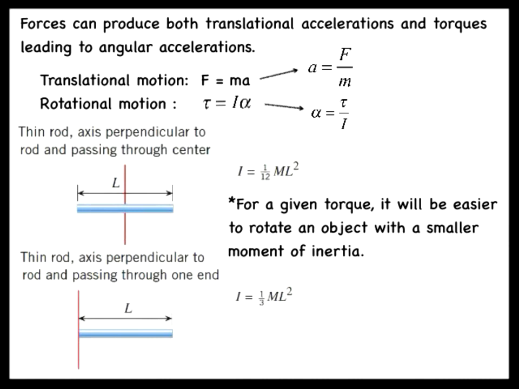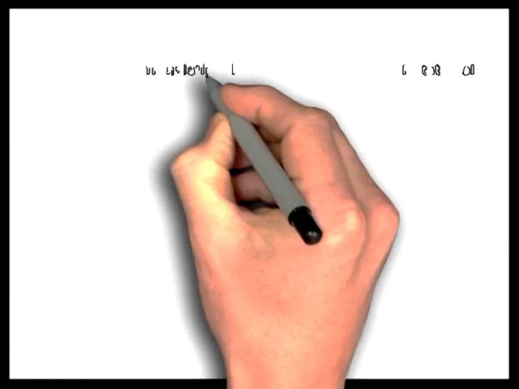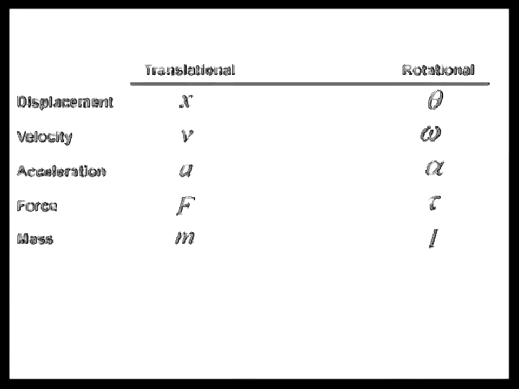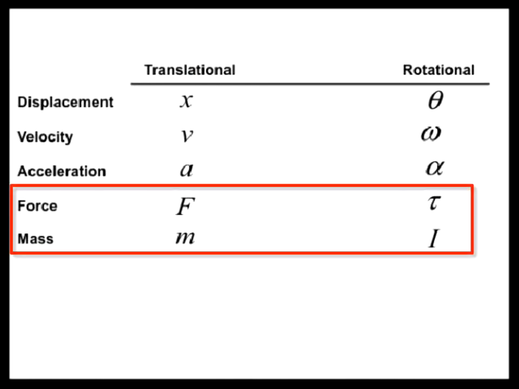As a final note in this section, we continue to highlight the one-to-one correspondence between the variables of translational motion and those of rotational motion. We pointed this out earlier within the context of rotational kinematics, and now we can add to the table the rotational analogs of force and mass and Newton's second law for rotational motion.